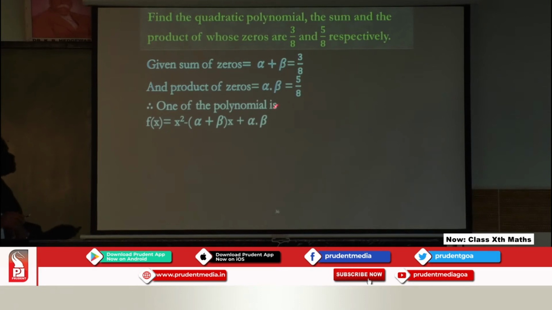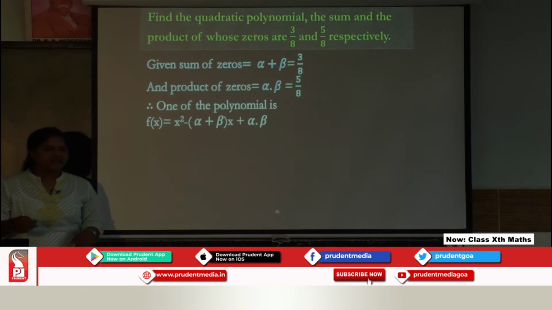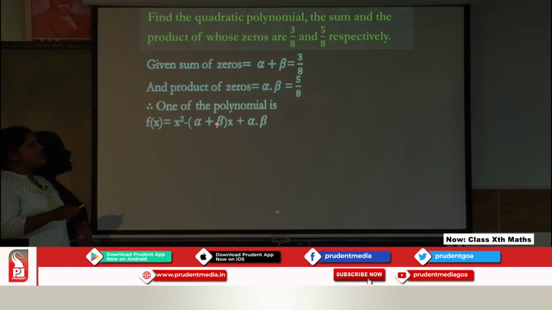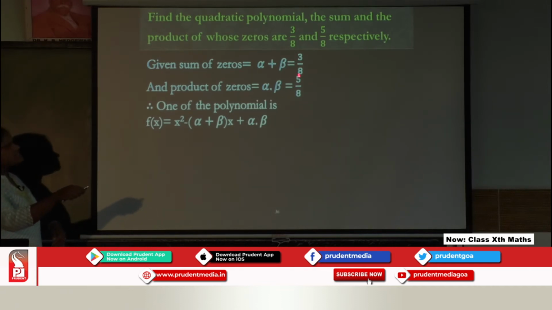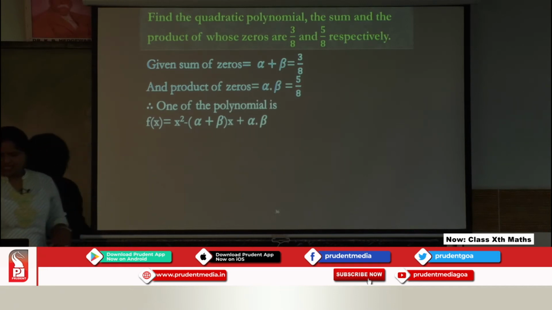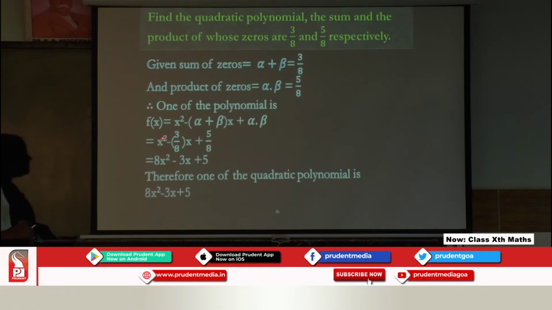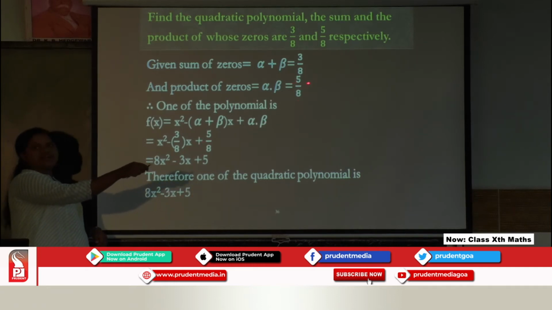Therefore, one of the polynomials is, okay, I am just writing the formula here, that is f of x is equal to x square minus (alpha plus beta) x plus alpha into beta. What am I supposed to do now is just substitute these values. Alpha plus beta is given here, that is 3 upon 8 will come, and alpha into beta is also given, 5 upon 8 will come in the last place. So here I have x square, minus sign is already here, alpha plus beta is 3 upon 8, so I have substituted 3 upon 8 into x, plus alpha into beta is given as 5 upon 8.